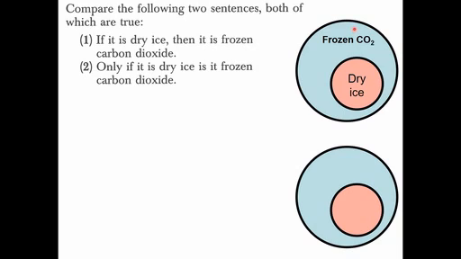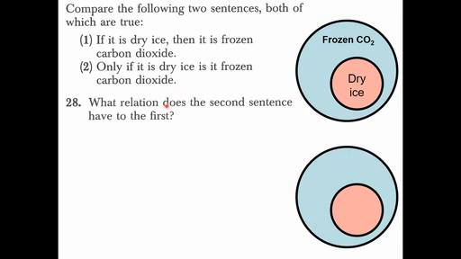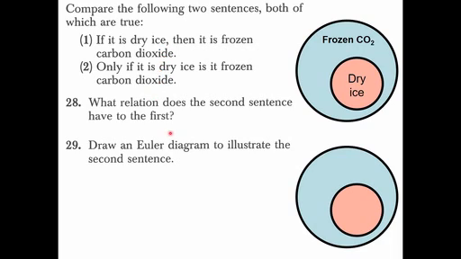Now I could have an X right here, and it would be frozen carbon dioxide without being dry ice. Well, no question yet. What relation does the second sentence have to the first? Appears to be the converse, doesn't it? Draw an Euler diagram to illustrate the second sentence. So use this spot. What would the second one be?